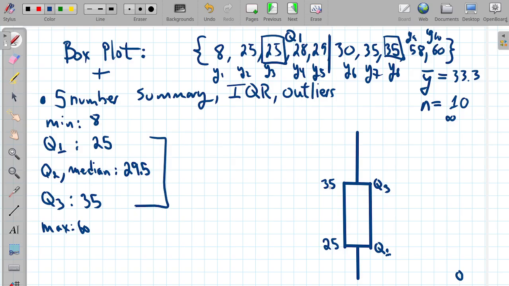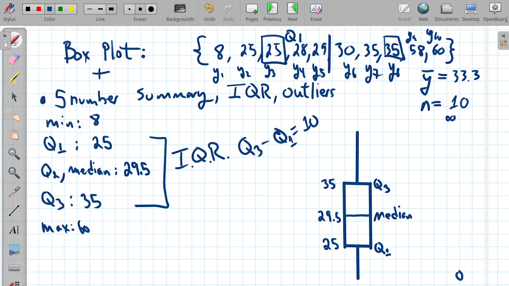Now, what is the median? The median is 29.5, which is pretty much right in the middle. So let's make a line here, and we'll call this the median, or Q2. It doesn't matter, either one works. 29.5. All right. Now, there are some things we need to find out about. We need to know what the interquartile range happens to be. Well, the interquartile range is Q3 minus Q1, so that's just 10. That's how many units the box spans.